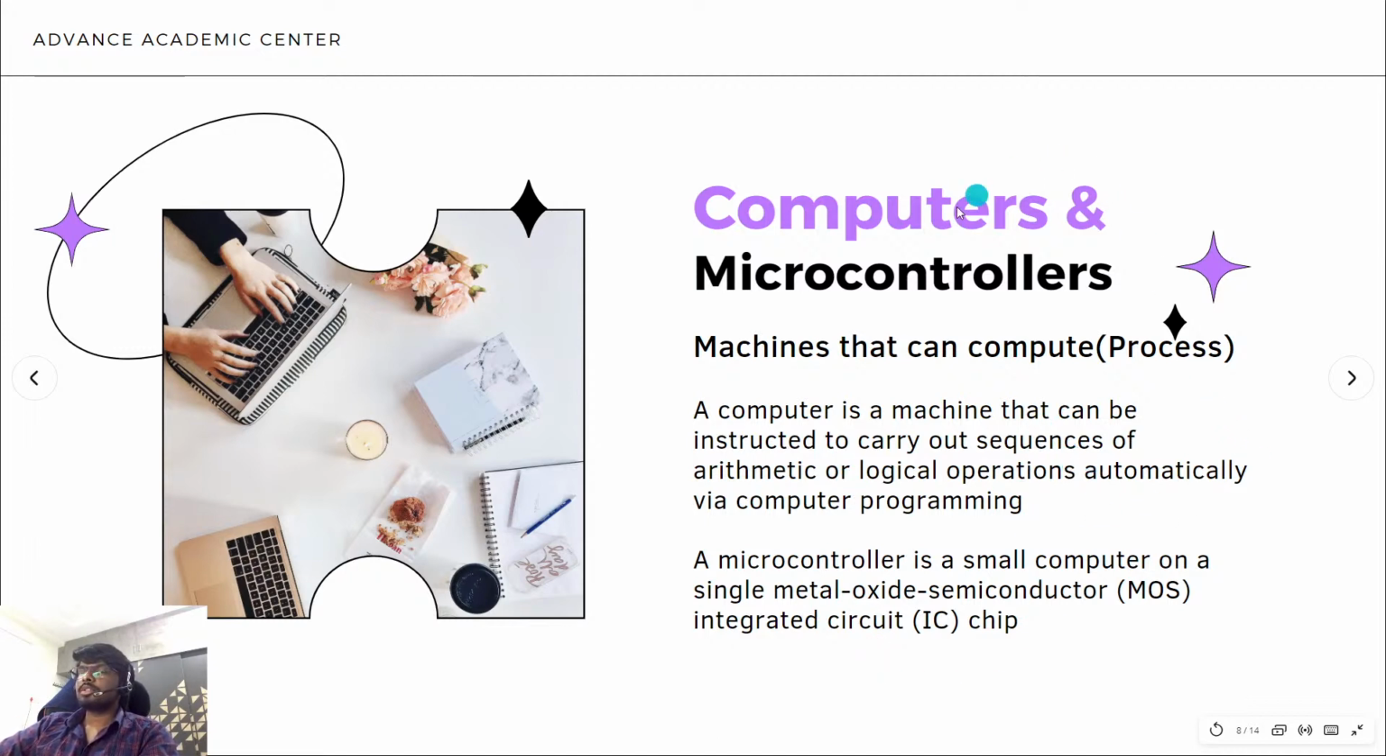You can put your perception of computers in the chat so that I can know what you think the meaning of computers and microcontrollers is. I'm seeing some no's in the chat. So to put it simply, machines that can compute or process information are called computers, right?